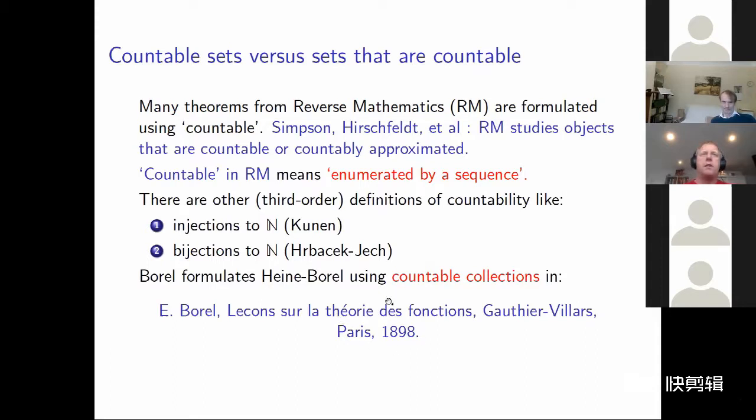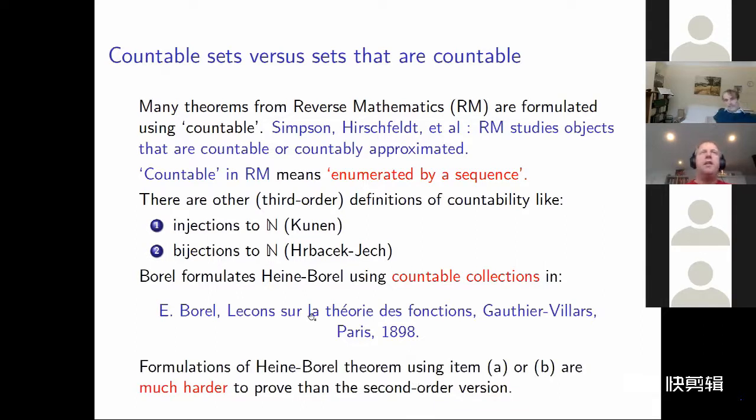So in this book, based on his thesis, Leçons sur la théorie des fonctions, he talks about countable collections when he formulates Heine-Borel. And Heine-Borel is one of those things they study a lot in reverse math. If you use these items, oops, that should be 1 or 2, they're much harder to prove than the second order version. So if you don't use enumerated by sequence, but actually Borel's definition based on countable collections, either of these, then Heine-Borel becomes much harder to prove, yes.